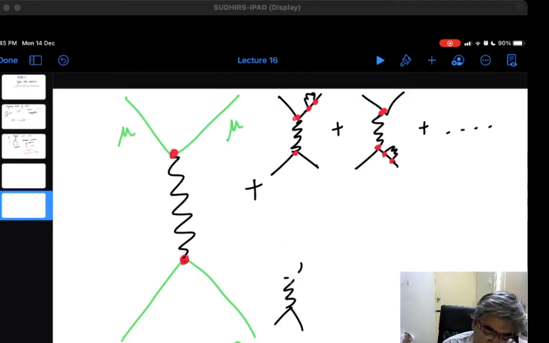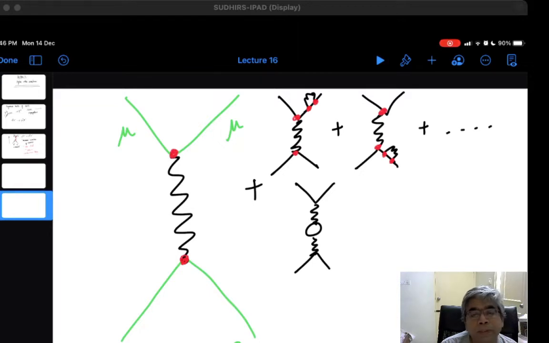The other possibility would be, instead of at the electron where it radiates a photon and comes back to itself, we can put it at the photon itself. The photon emits an electron and then comes back to itself. So photon comes back to itself. So here also we'll have 4 vertices: 1, 2, 3, 4.